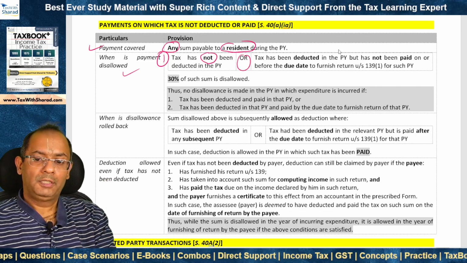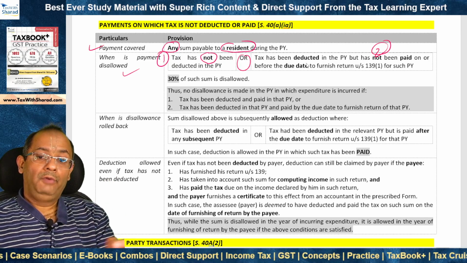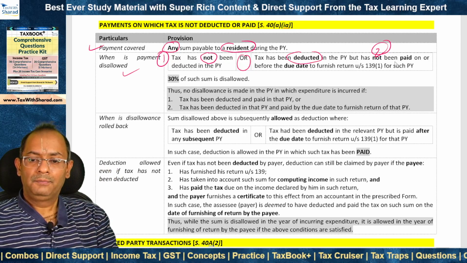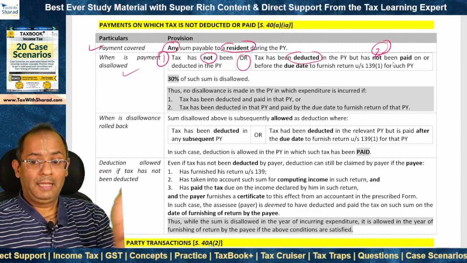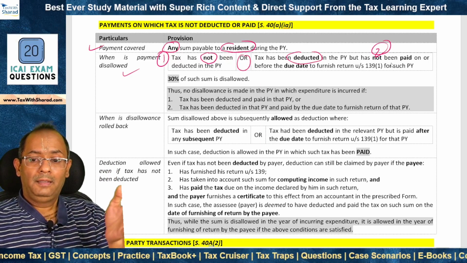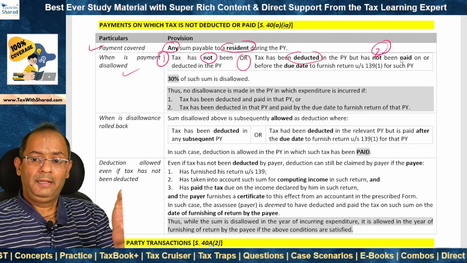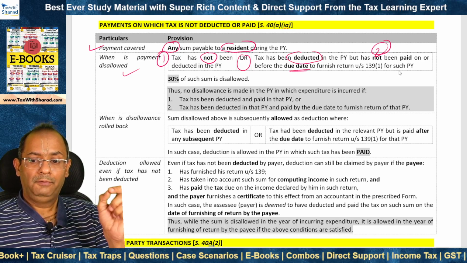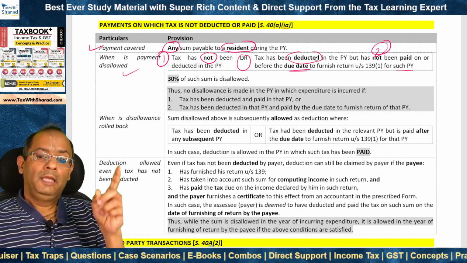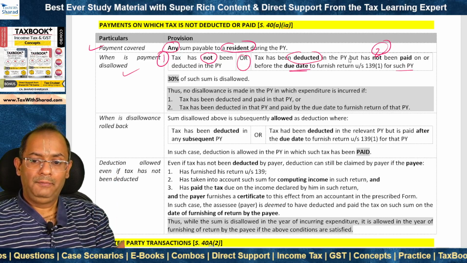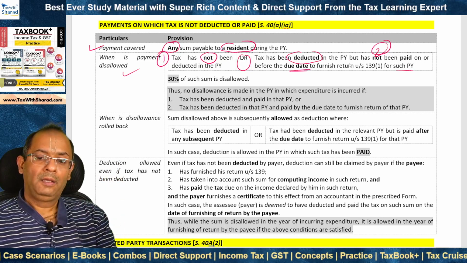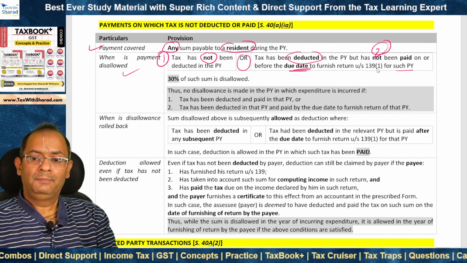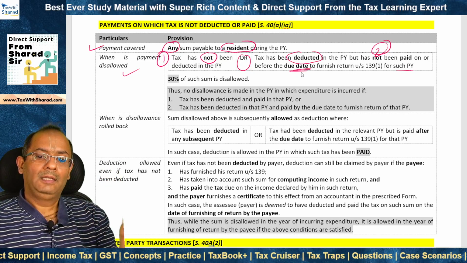Or the second situation is where tax has been deducted in the previous year, but it has not been paid to the account of the government. And there is a timeline. By when should it be paid? It should be paid on or before the due date to furnish return under section 139(1) of such previous year. So, if the tax has been deducted in the previous year, but it has not been paid on or before such due date to furnish return of income for such previous year, then disallowance is made.